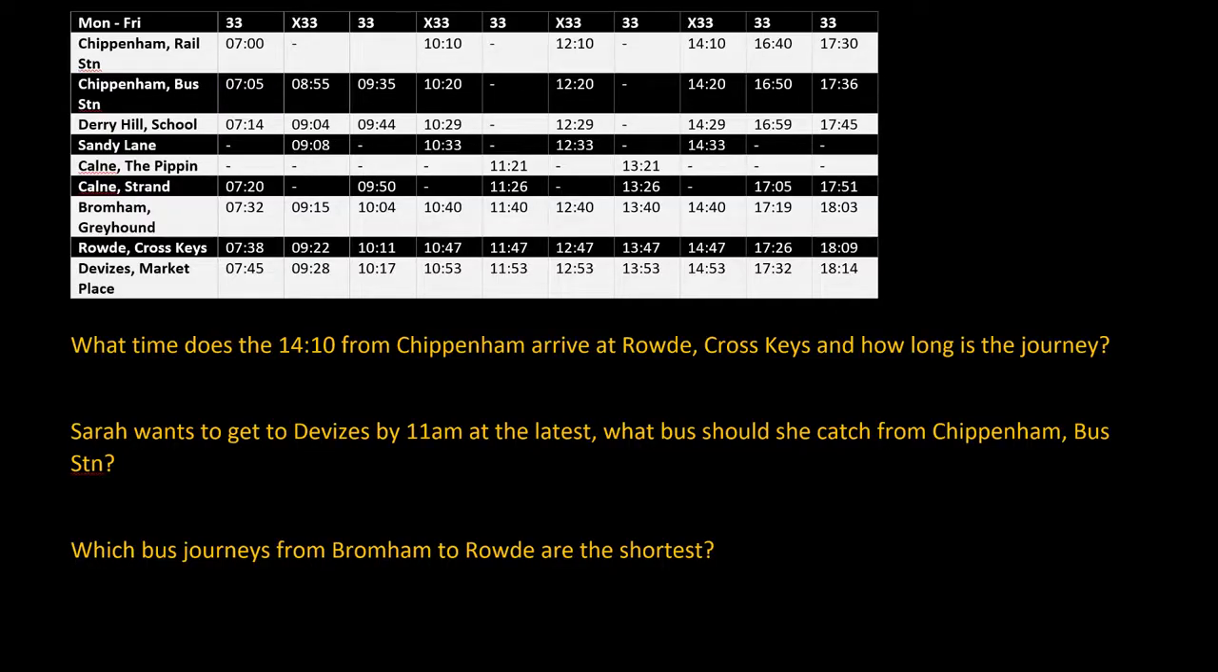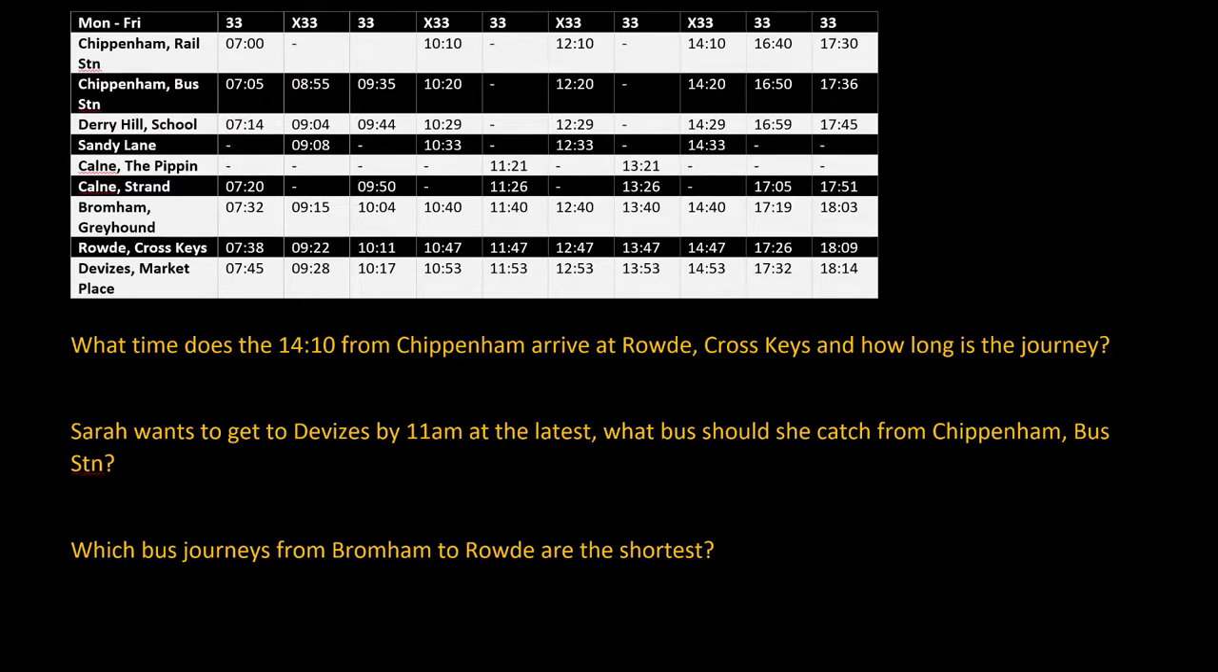This is an example of a bus timetable. On the left hand side you've got all the different places where the bus on this particular route stops, and then each of those columns is a different journey that the bus makes during the day between Monday and Friday. You'll notice that there are some places which don't have a time against them. If they don't have a time against them, that means they don't stop at that place.